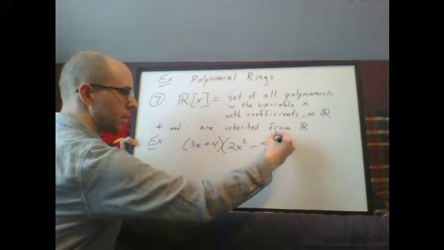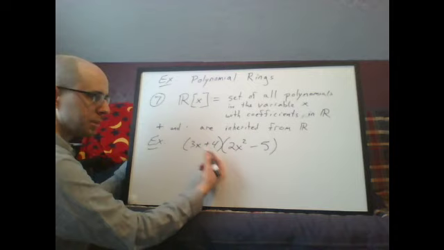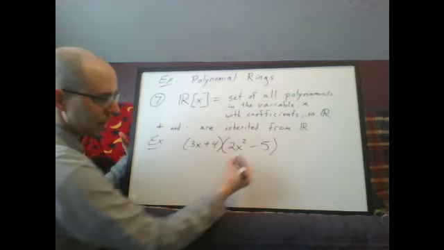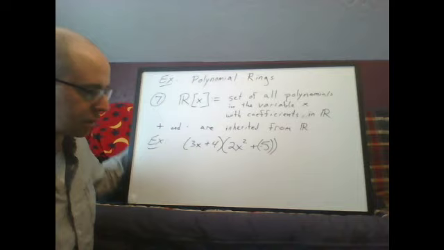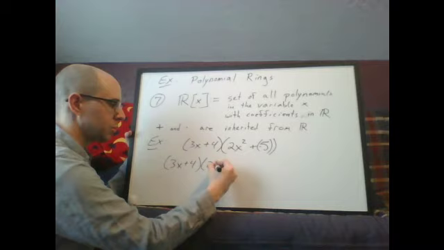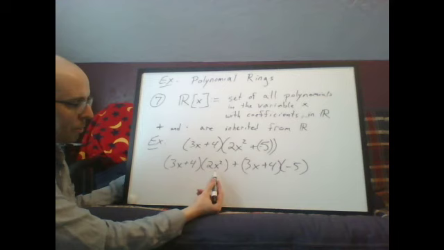If this is going to be a ring, it has to obey the properties of distribution. So this is addition. It has to be agreeable with the ring's addition. So if I distribute this element across this addition here, or vice versa, let me make this a little bit clearer. Let's use plus negative 5, so we don't have to worry about subtraction properties just yet. If we use the distributive property here, we have 3x plus 4 times 2x squared plus 3x plus 4 times negative 5. And then we use the distributive property again.